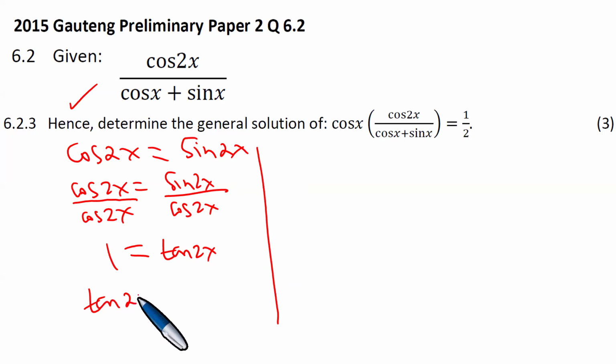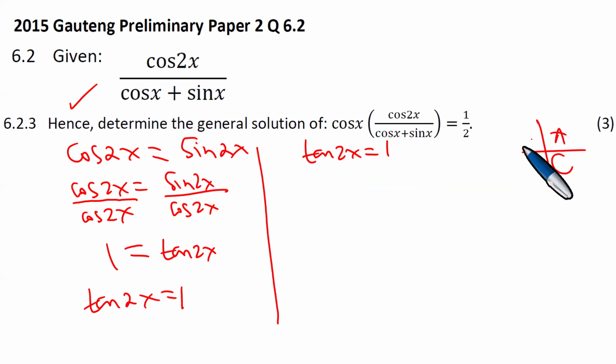Because if ever you have tan 2x equals 1, then what do you do? Now the tangent is positive, so you go back to the CAST diagram, and you can use the tangent to do this. When is the tangent positive? Because the number 1 is a positive number. It's positive in the first quadrant, but also positive in the third.